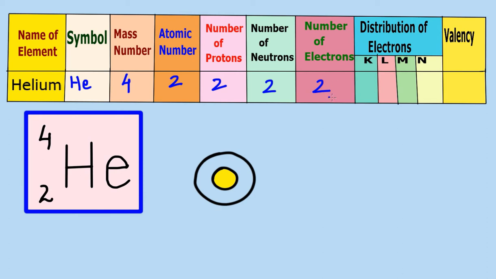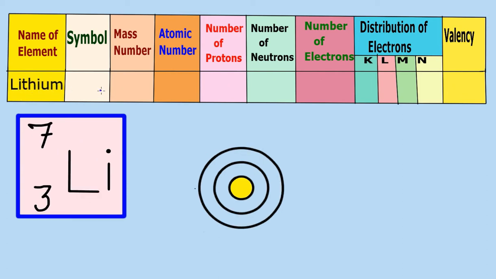How are these 2 electrons distributed? Both of the electrons are distributed in the K shell only. And the valency of helium is 0 because a maximum of 2 electrons can be accommodated in the K shell. So helium has a fully filled K shell, so it is not interested in reacting with any other element. So its valency is 0. And these 2 electrons can be shown here in the K shell of the atom. So this is the electronic configuration of helium.